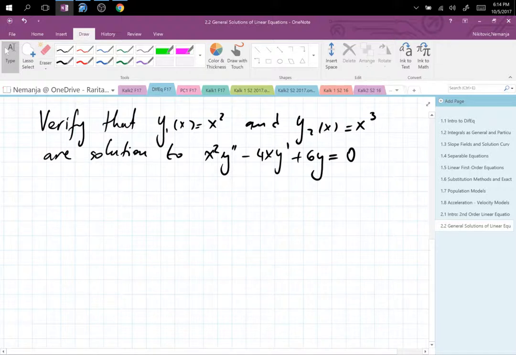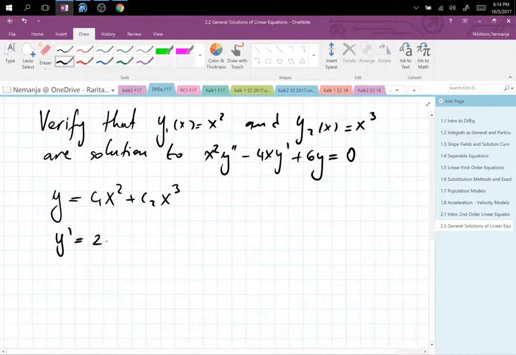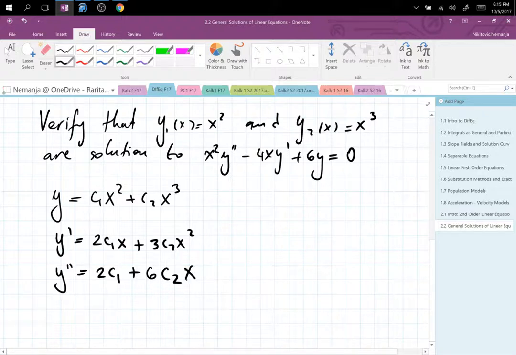All right, so that's plenty of time for you to solve this. You have y equals c1 x squared plus c2 x cubed. y prime is going to be 2c1x plus 3c2x squared, and y double prime is 2c1 plus 6c2x.